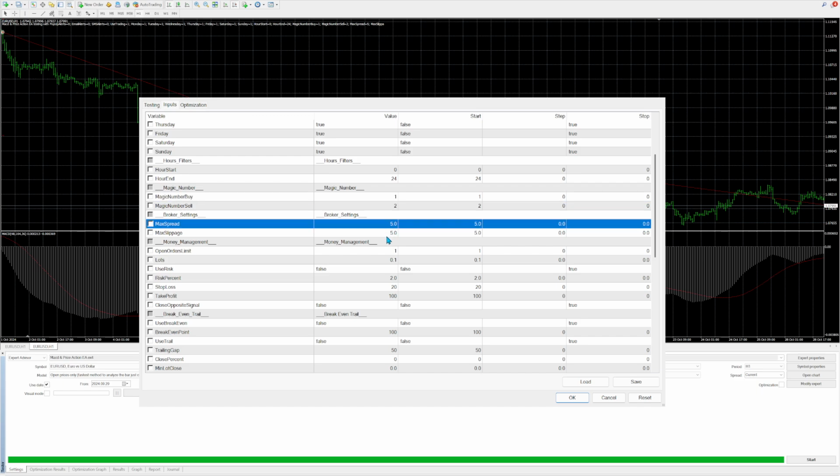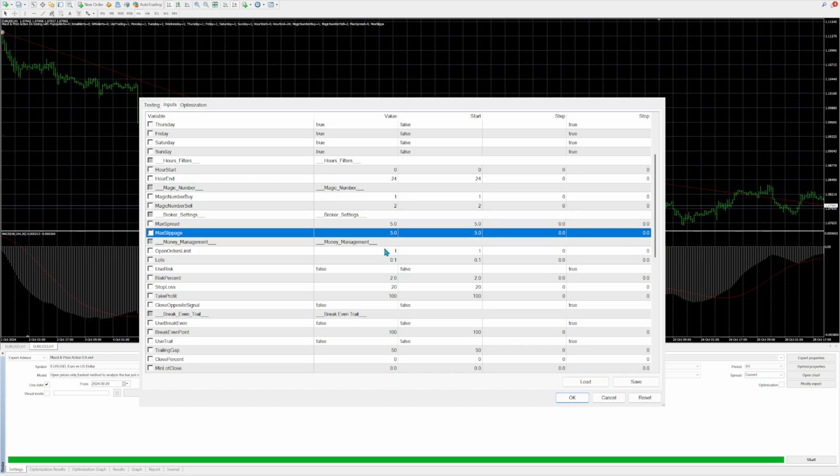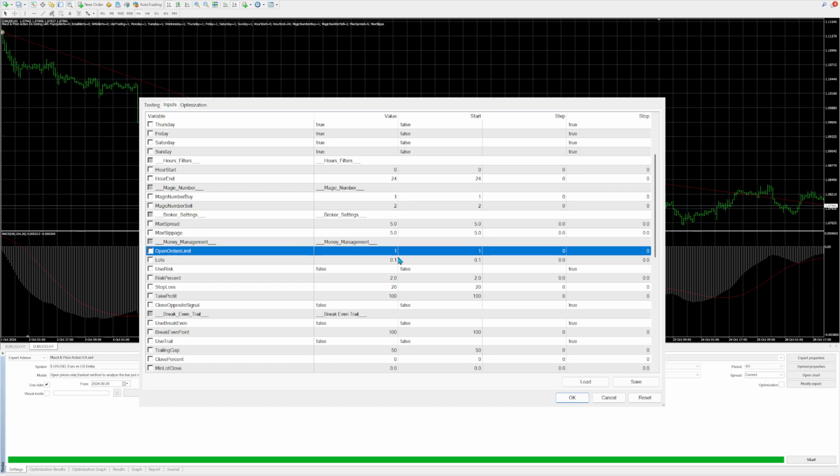Broker settings, so you've got maximum spread and maximum slippage. If the spread or slippage is greater than these values in pips, then the EA will not send an alert or place a trade. This is to help you avoid unfavorable market conditions. Open orders limit is the maximum number of open buy and/or sell trades that the EA can have at any time, set to 1 by default. This is just so that you don't end up with loads of duplicate trades in the same direction.